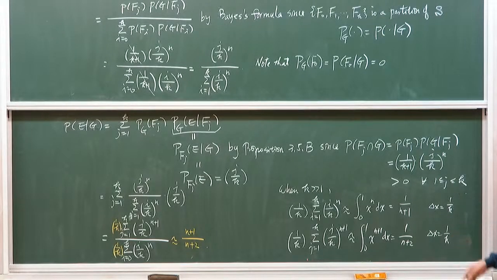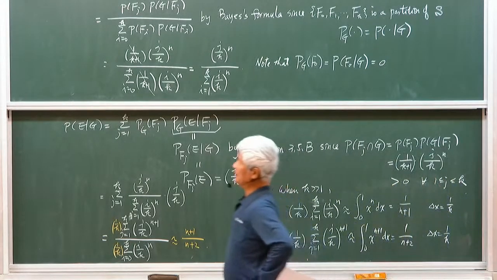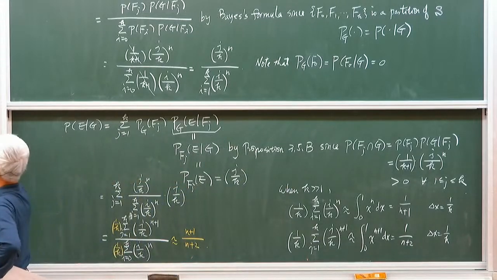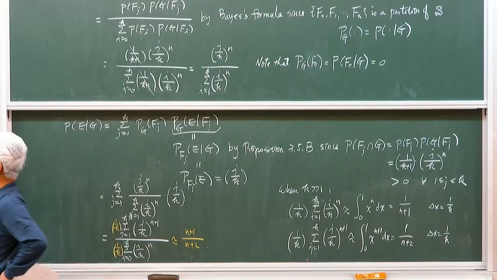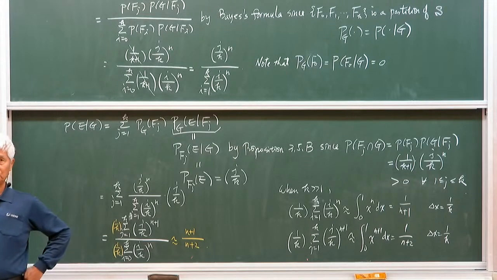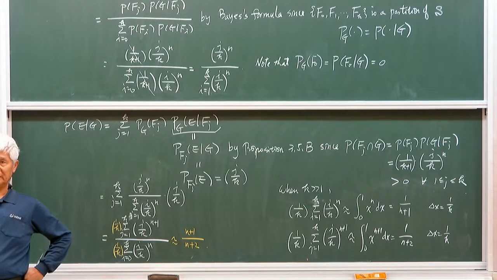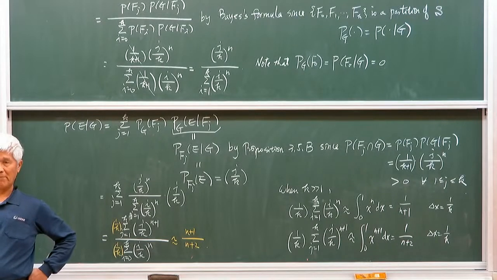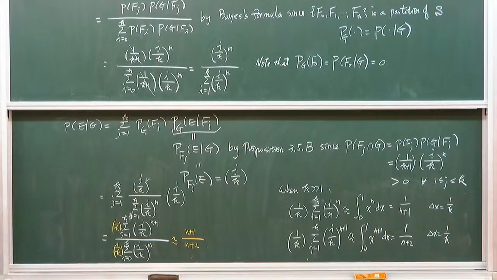So this is a good example to illustrate that you have to be careful when you want to apply proposition 3.5.b to turn two-label conditioning into one-label conditioning. Okay, you have to make sure that the joint probability has to be positive.